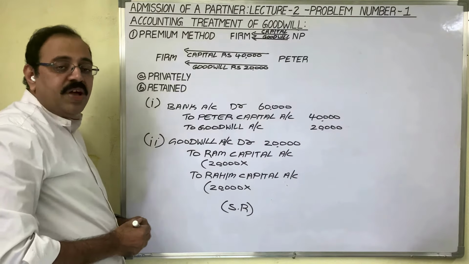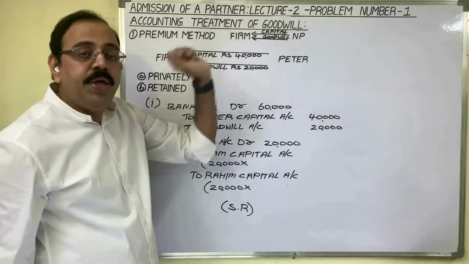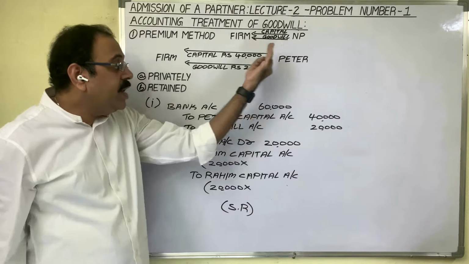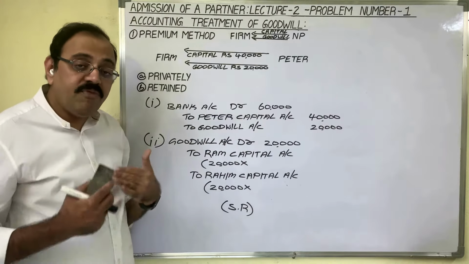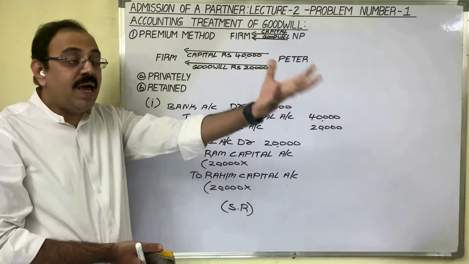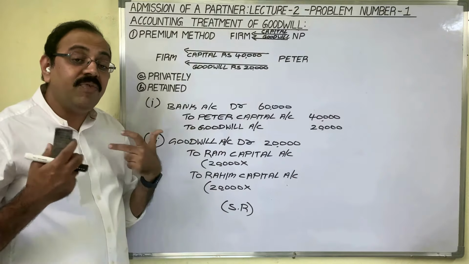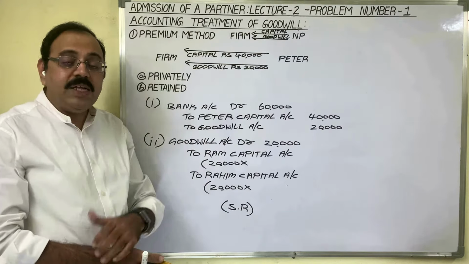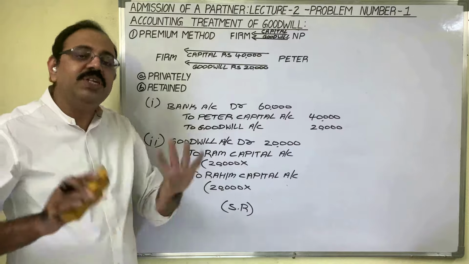Okay? Sacrificing ratio means what? In the third problem, that is lecture 1 video, I explained clearly the concept of goodwill. When a new partner is admitted in the firm, old partners are sacrificing some portion of their profits towards the new partner. So for this sacrifice, they are demanding goodwill. The ratio in which old partners are sacrificing their profits is known as sacrificing ratio. As they sacrifice profits, the goodwill amount also they take in that sacrificing ratio only.